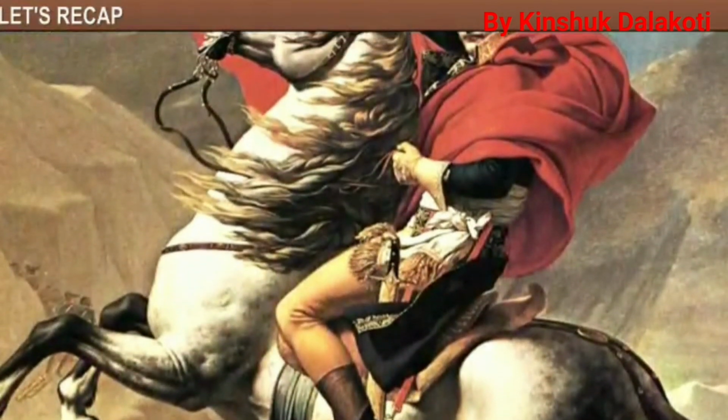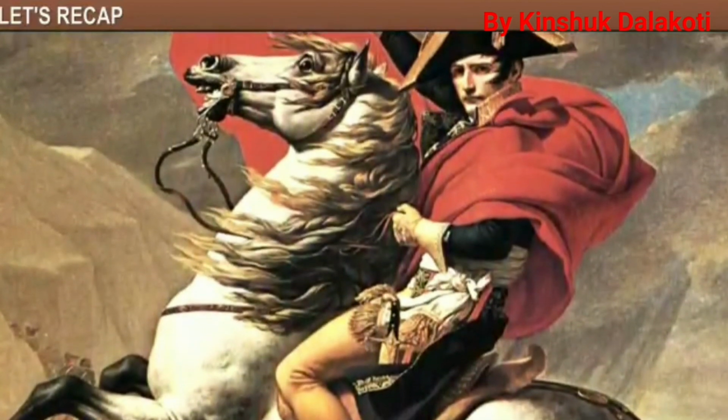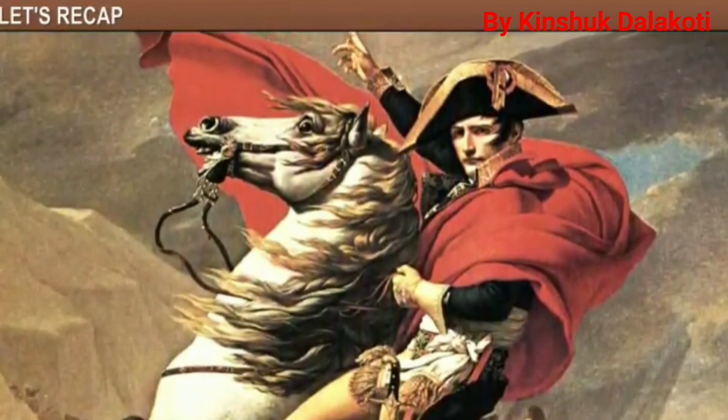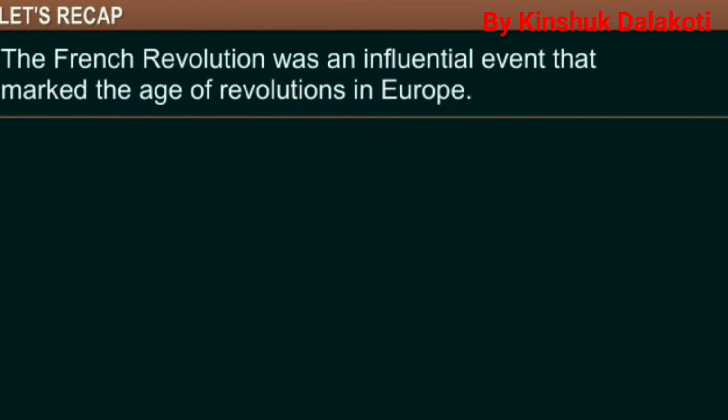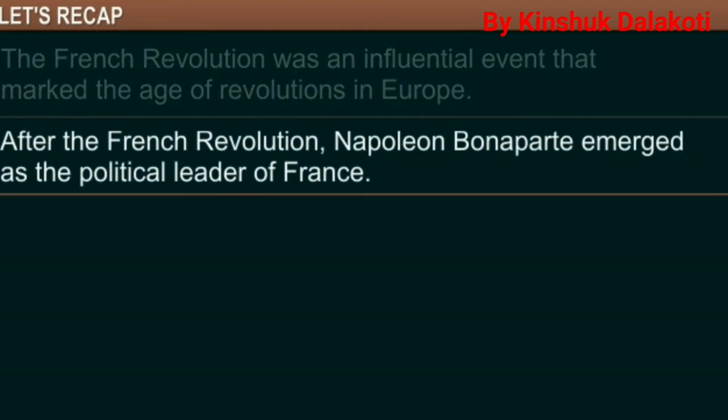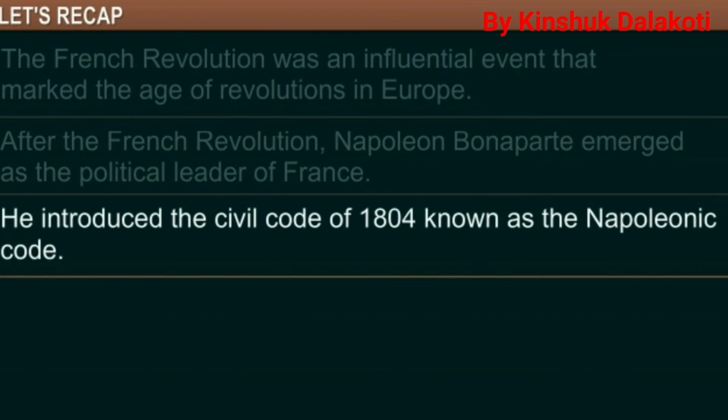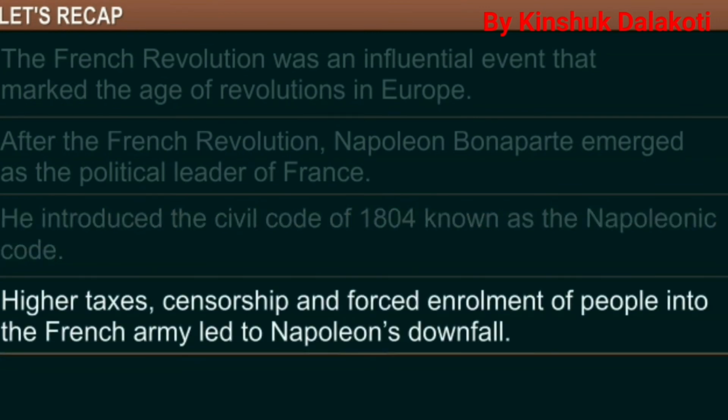You have now reached the end of the module on the French Revolution. In this module, you learned that the French Revolution was an influential event that marked the age of revolutions in Europe. After the French Revolution, Napoleon Bonaparte emerged as the political leader of France. He introduced the Civil Code of 1804, known as the Napoleonic Code. Higher taxes, censorship, and forced enrollment of people into the French army led to Napoleon's downfall.